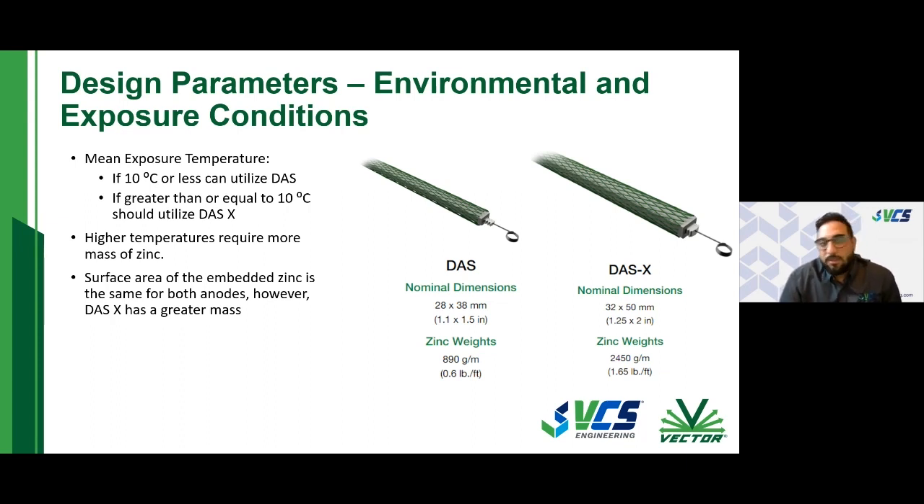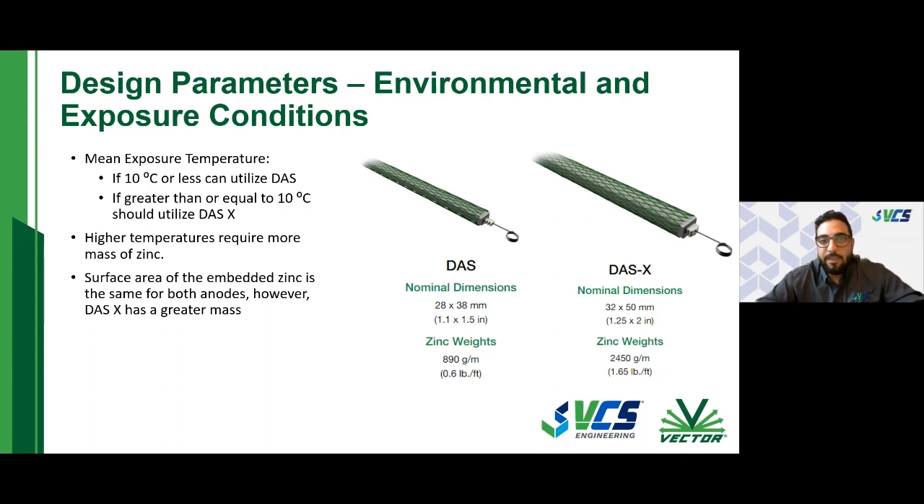So if we're dealing with temperatures that are around 10 degrees Celsius or less, 50 degrees Fahrenheit, we can utilize the standard DAS anode. But if we have temperatures that are greater than that, then we need to utilize the DASX, which is a larger anode. Because we know with higher temperatures, we require more current, and more current requires more mass to last us that design service life.